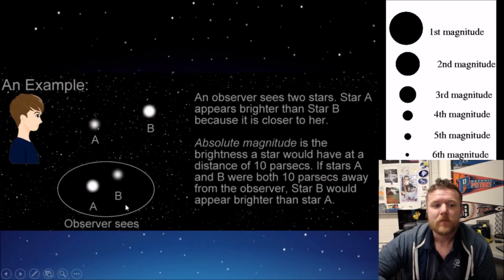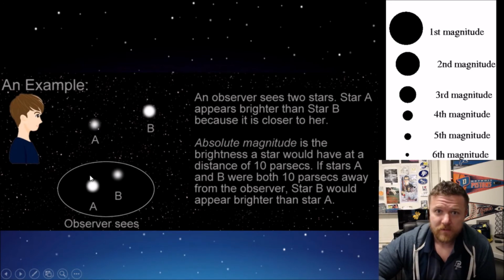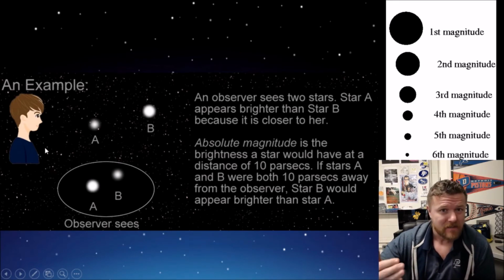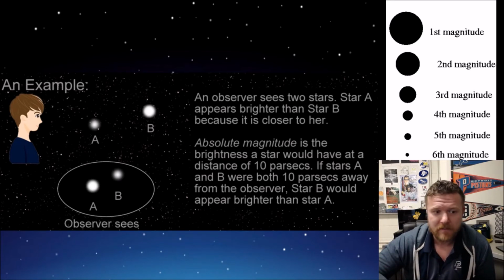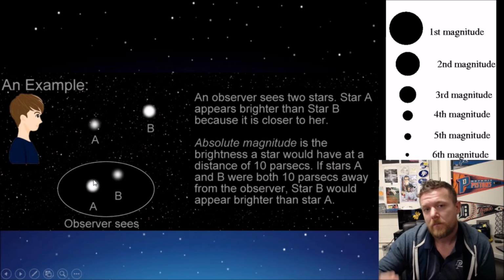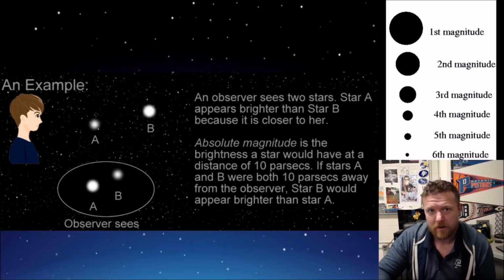Another example, star A versus star B. This observer is looking at these two stars. What this observer is seeing is that star A is brighter. So for this observer, the apparent magnitude from their eyeballs looking out into space, star A is going to have a lower magnitude because it's brighter.